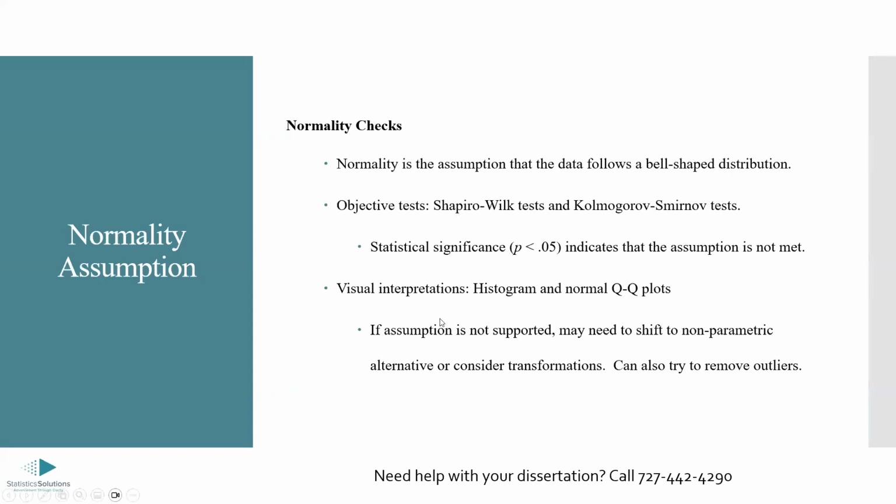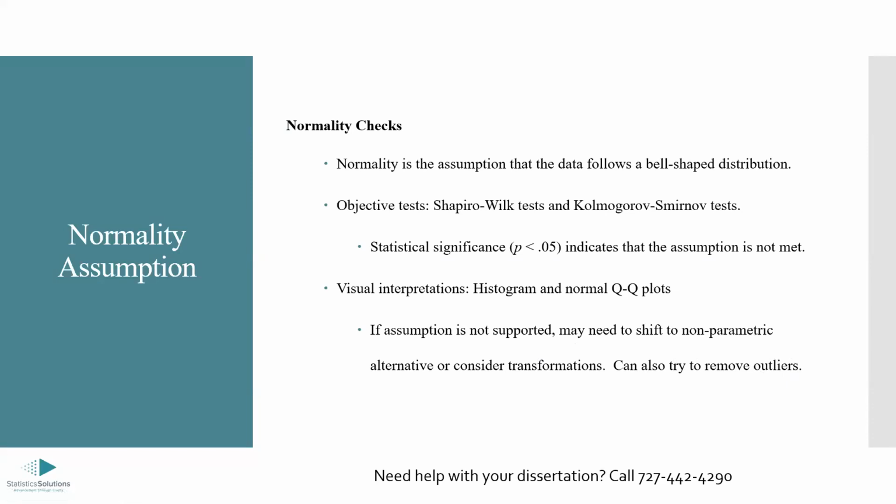If the assumption of normality is not supported for your data, then you might have to shift to a non-parametric alternative, or you can consider transforming your data into a different distribution, like a logarithmic distribution or a parabola or an exponential curve. You can also try to remove outliers. If you're not meeting the normality assumption, you could have outliers that are skewing the data. So you can try and remove those and see if it fixes the normality issue.